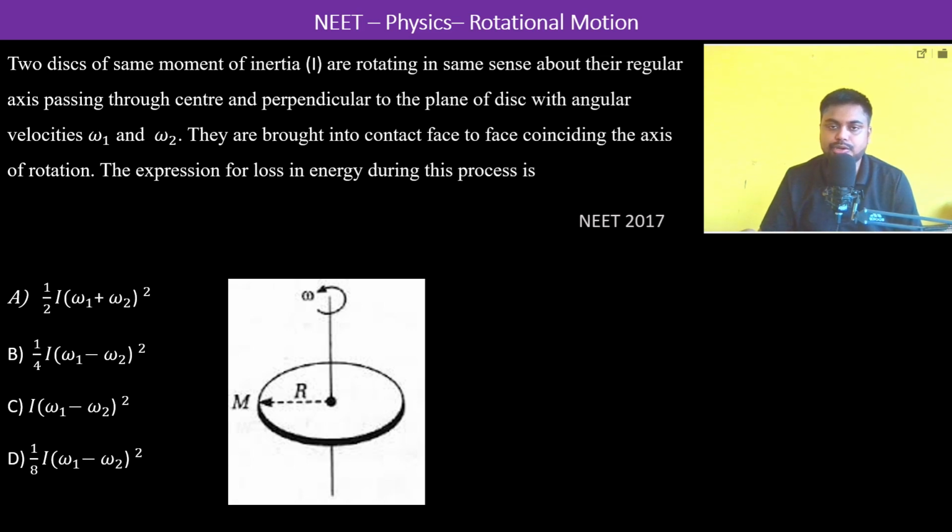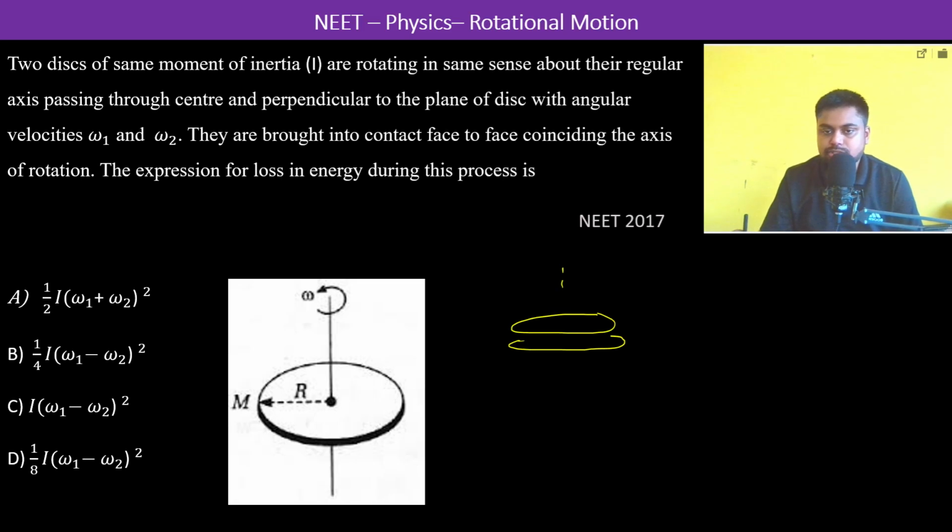Two disks with moment of inertia I are rotating in the same sense about their regular axis passing through the center and perpendicular to the plane of the disk, with angular velocities omega 1 and omega 2. They are brought in contact face to face. So like this is a disk and another disk is also brought in contact. So what is happening now?